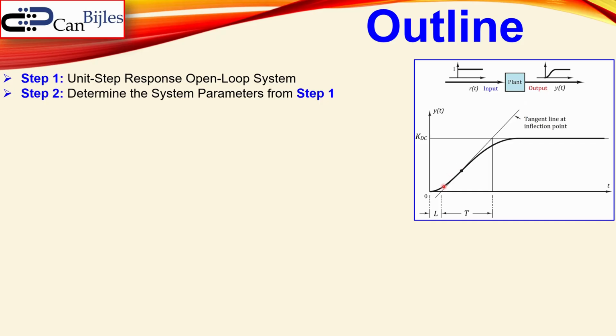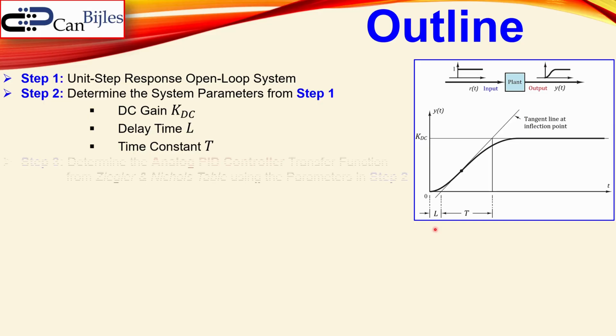Okay, we see here in more detail what it all means. From that, we will determine the DC gain, which is actually this steady state value. Since the input is 1, the K_DC is automatically also our DC gain. We also see here the delay, which is the time delay L, and we also have the time constant T here. Now we will use these three parameters to design the PID controllers shortly.